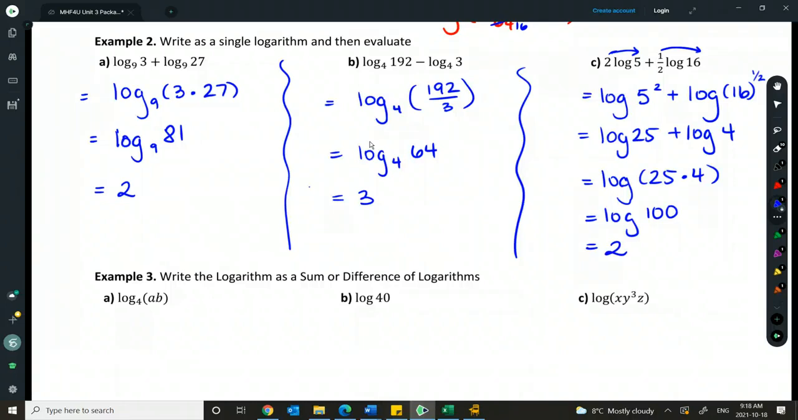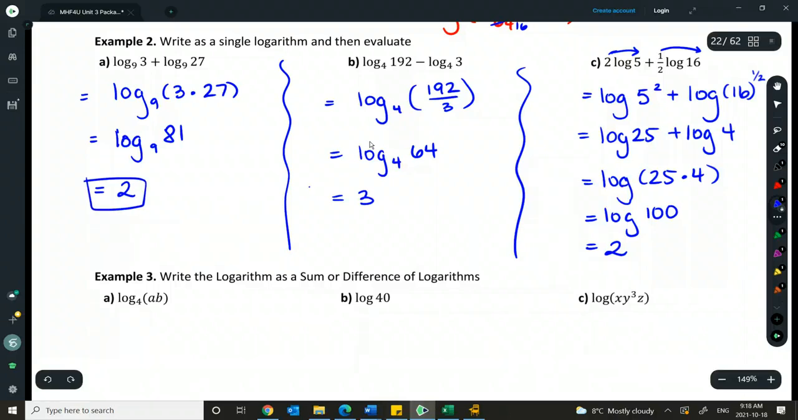Okay, so first one, we're using product law. Sums become multiplications. I kind of do what I do with exponents, right? I keep the base, and then I work with the insides of the logarithms, just like when we do exponent laws, we keep the base and we work with the exponents. So I keep the base of the logarithm. The insides of the logarithms become products, so product rule. And then I'm just going to simplify. So I did 3 times 27, that's 81. And then I didn't have to use a calculator here. 9 to what exponent equals 81? That's just 2, right? So that's the answer to the logarithm.